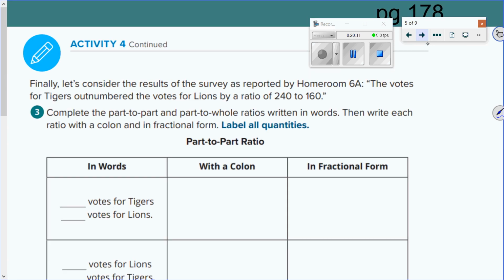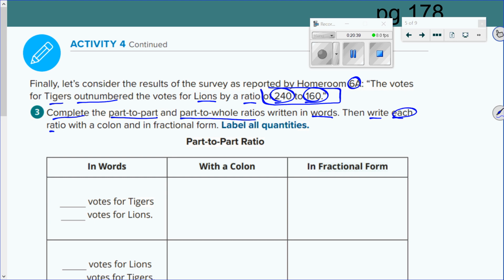We're on 178. Finally, let's consider the results of the surveys reported by homeroom 6A. The votes for tigers outnumbered the votes for lions by a ratio of 240 to 160. So we're going to do the same thing we did on the last one, but now we're using these numbers. Okay? So we're going to complete the part-to-part and part-to-whole ratios written in words. Then we're going to write each ratio with a colon and in fractional form.